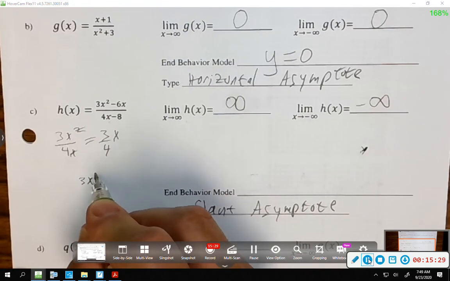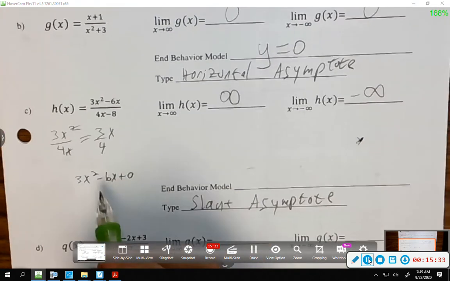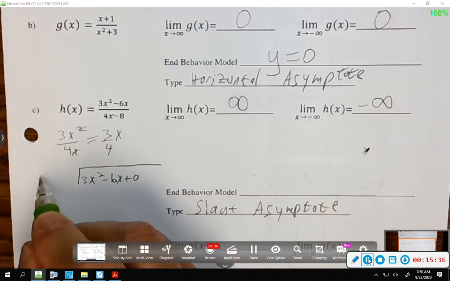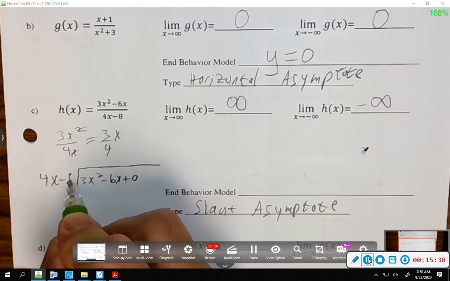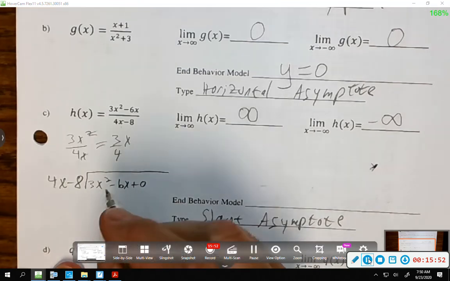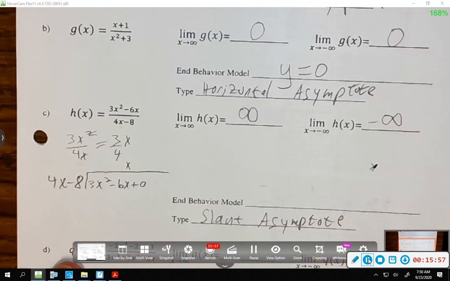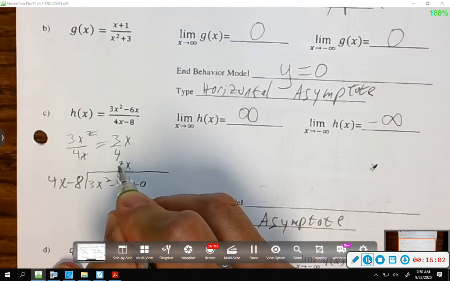3x squared minus 6x. I'll put a plus 0 here because I might need that space. And I'm going to divide by 4x minus 8. I can remember algebra students asking me in the past, when do we ever use long division? Use long division right here. Okay? What do I have to multiply 4x by to get a 3x squared? Well, I'm going to need an x for sure. Okay? I need to be able to cancel the 4 and have a 3. So I have to multiply by 3/4 x.